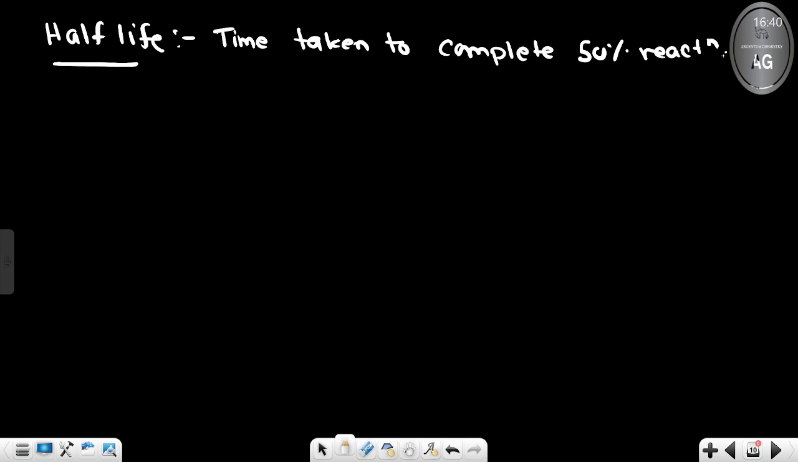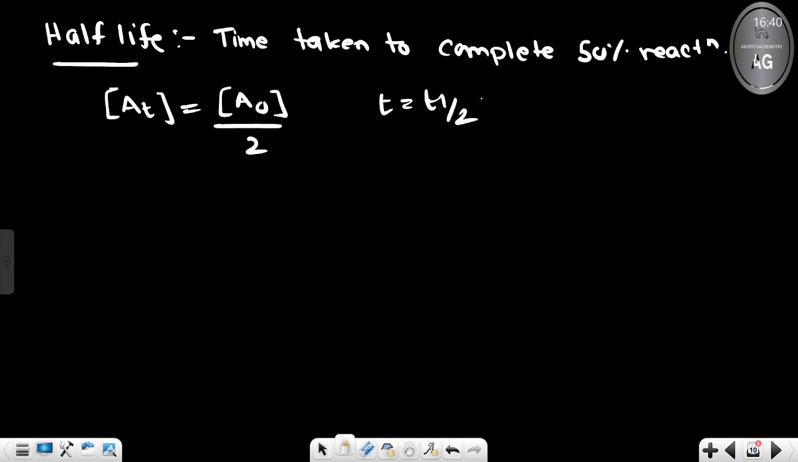Now if you use your common sense, if 50% of the reaction is completed, then that means At will be equal to what? A0 by 2, so 50% reaction is done, no? So At, its final concentration, will be equal to A0 upon 2. So At equals A0 upon 2. Okay? Now use this in the previous equation. It will become t half, this is t 50.